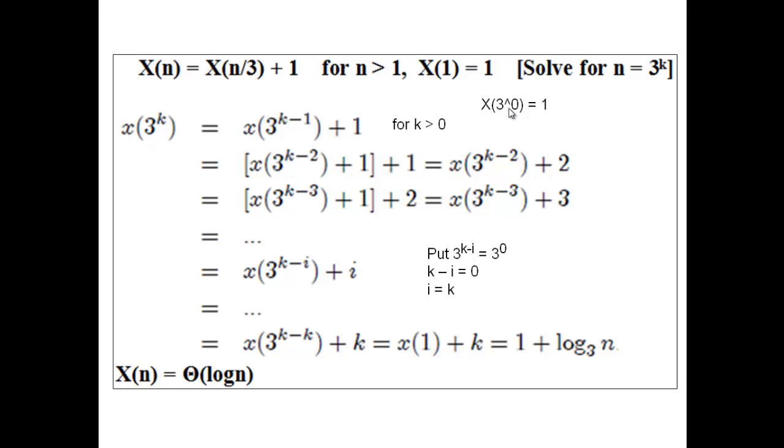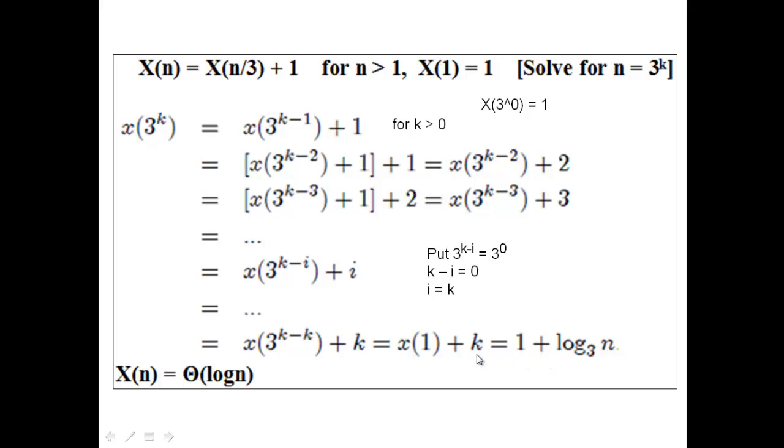So i equals k. So put for i equals k here, we get x of 3 raised to k is x of 3 raised to k minus k plus k, and x of 3 raised to k minus k is x of 3 raised to 0, which is 1. So 1 plus k.